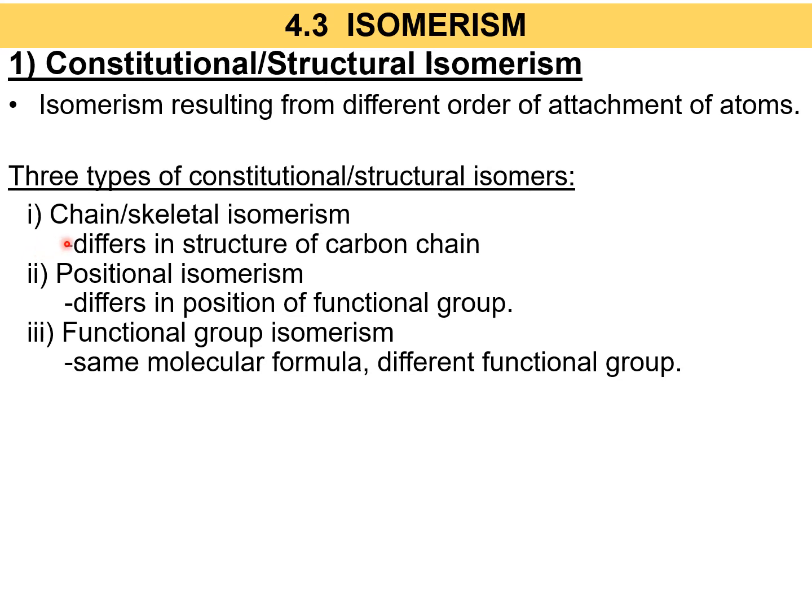We have chain or skeletal isomers di mana dia ada perubahan dekat carbon chain sahaja. C untuk carbon chain. Okay. Positional isomers dia akan ada perubahan dekat position of functional groups, and functional group isomerism pula dia ada same molecular formula, cuma functional group dia berbeza.